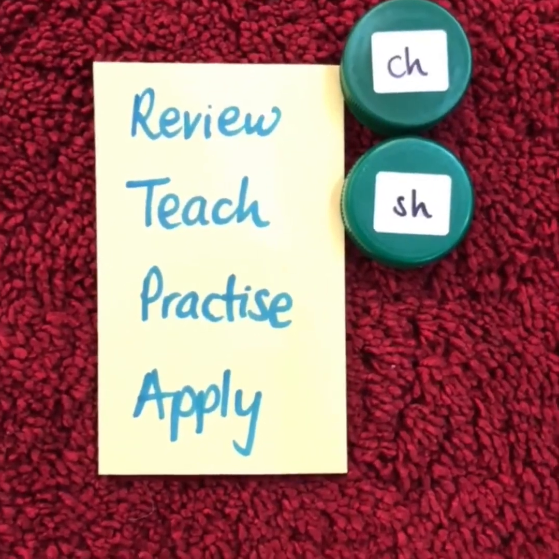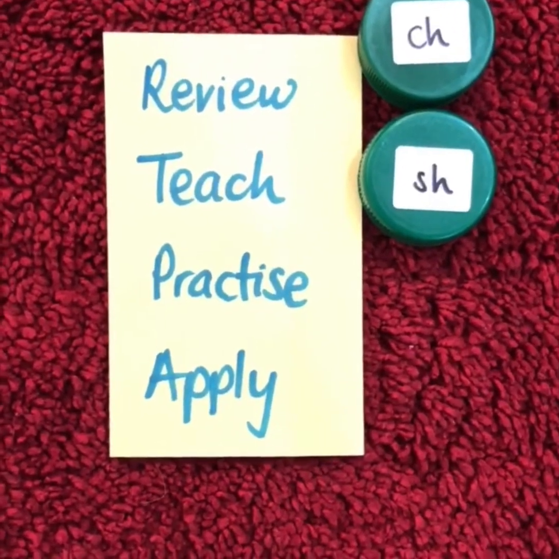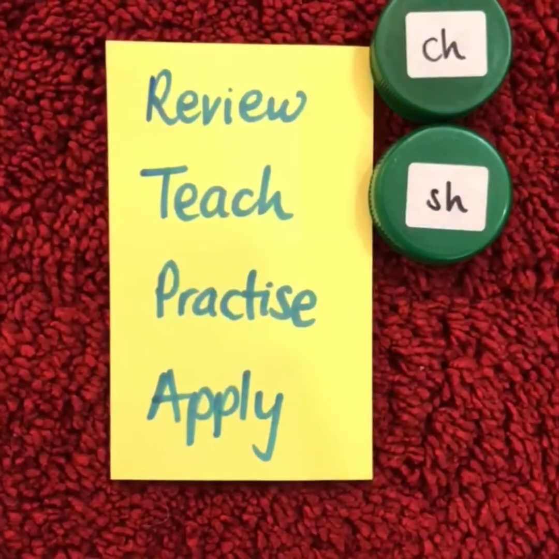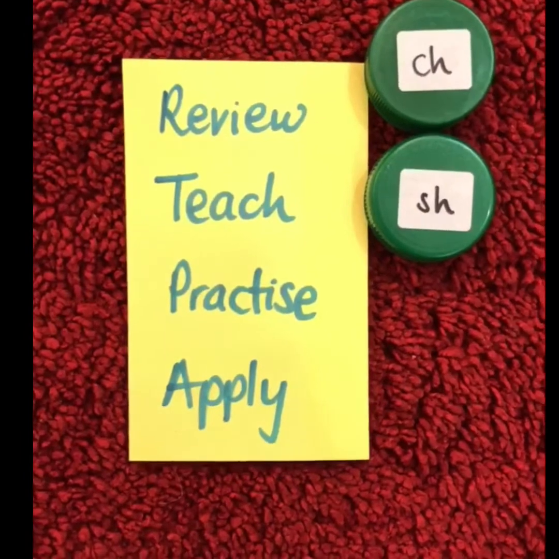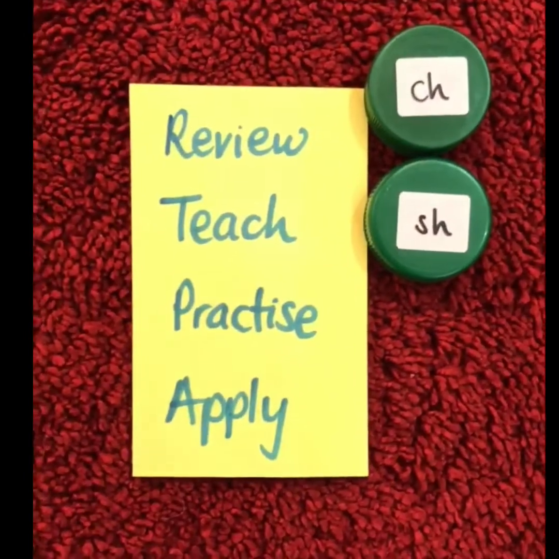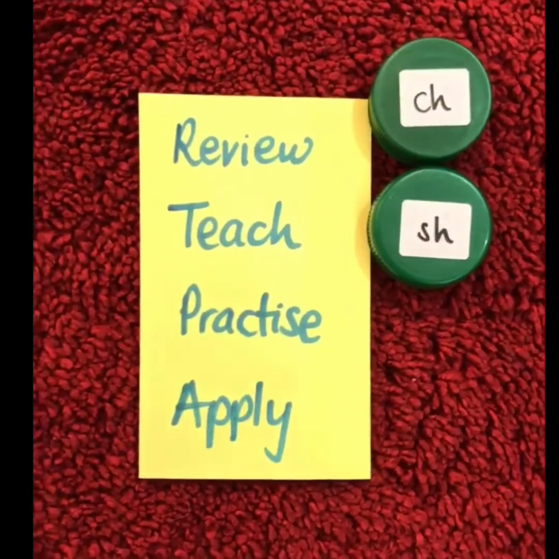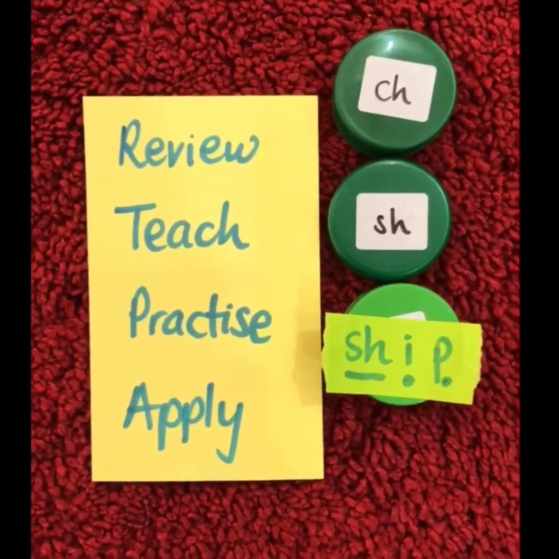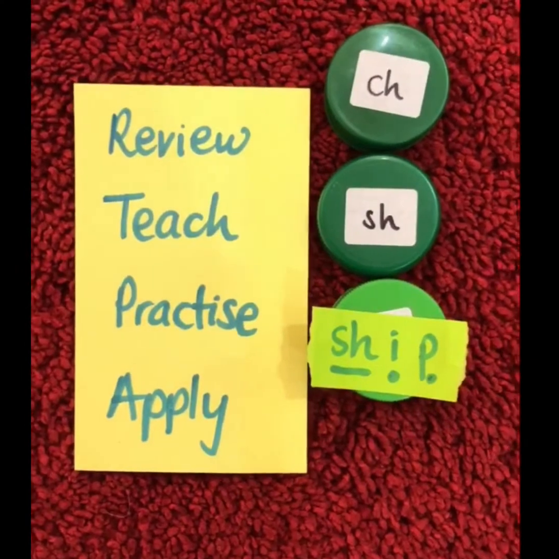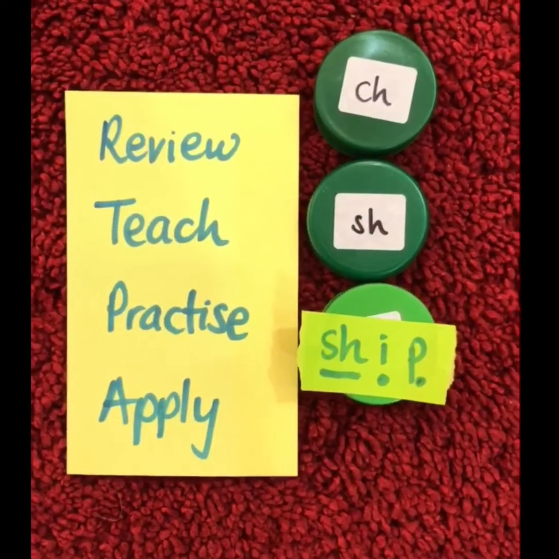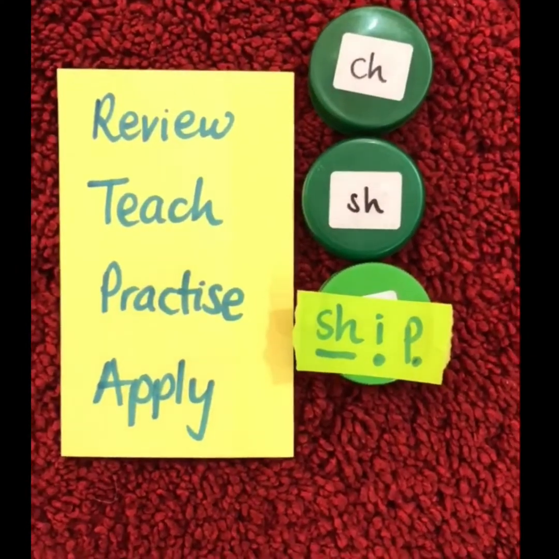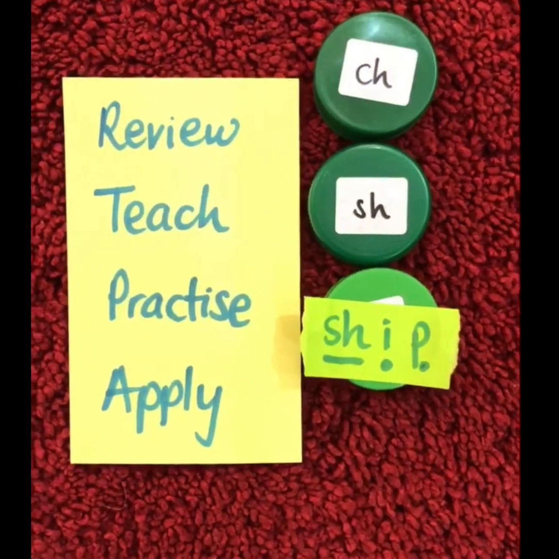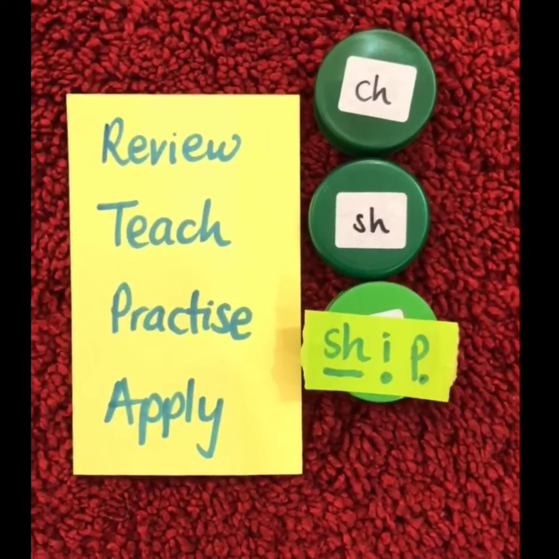This is a quick overview of how we teach each sound. So we start by reviewing the previous sound, so ch in this case. Then we teach the new sound, which is sh. And then we practice that new sound in words like ship, sh, ip, for reading and for writing. And then at the end we'd apply it by reading a sentence with the word ship in it, or even writing a short sentence or a caption like the ship is big.